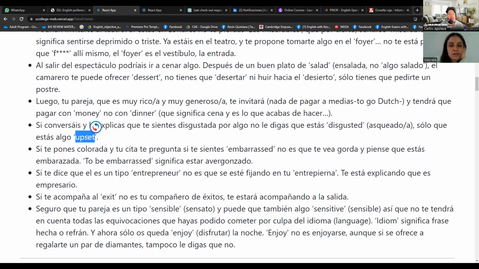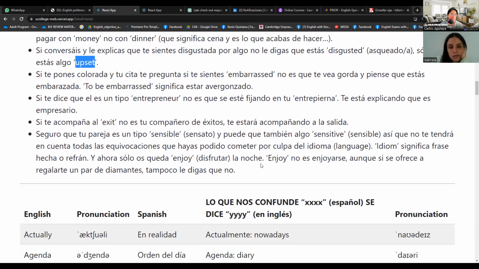Si te dice que él es un tipo entrepreneur, no es que se esté fijando entre tu entrepierna. Te está explicando que es un empresario. Si te acompaña al exit, no es tu compañero de éxitos, sino que te acompaña a la salida.